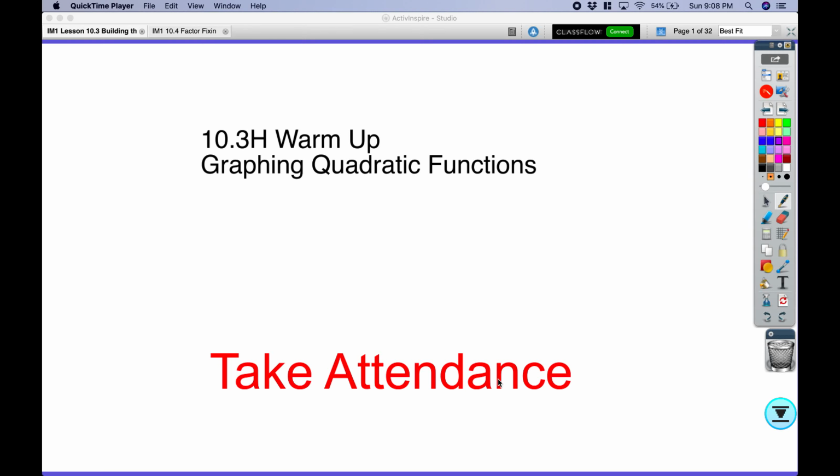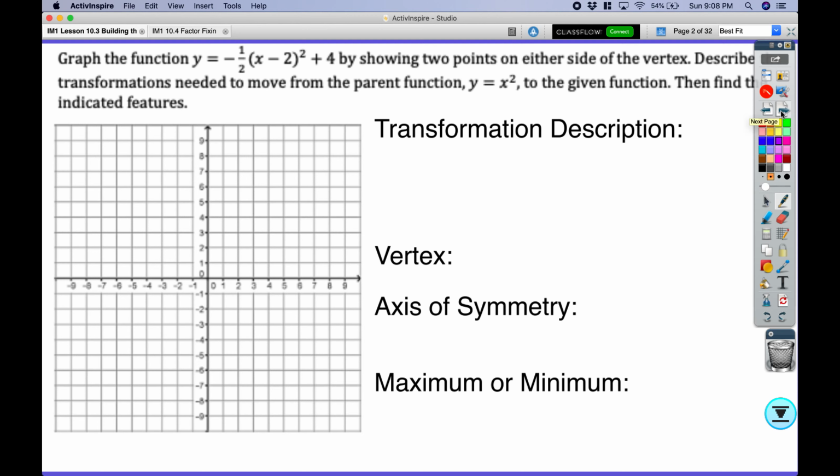What we're going to be doing today is looking at 10.3. We're going to be graphing quadratics and then looking at completing the square stuff. So let's go ahead and jump right in. Yesterday we looked at this form, which is called, remember, vertex form. It's y equals a(x minus h) squared plus k.